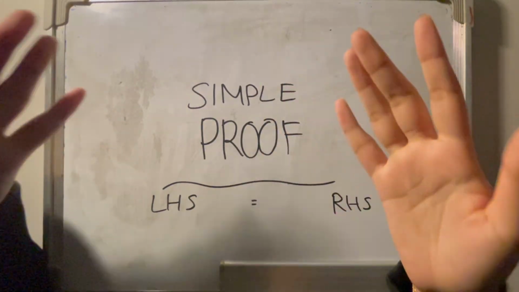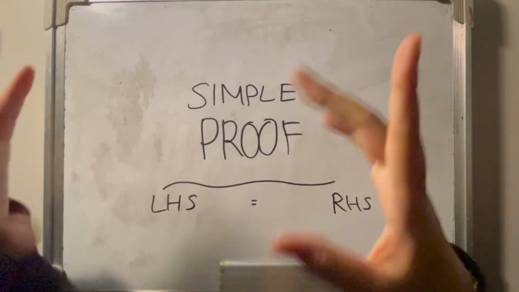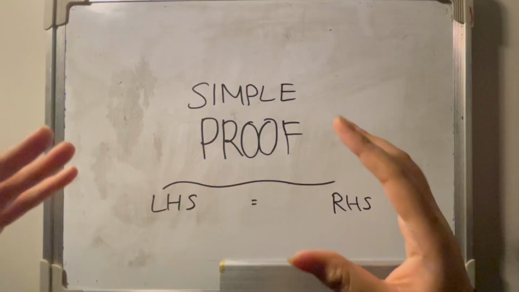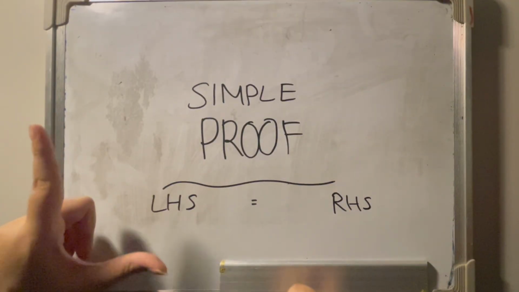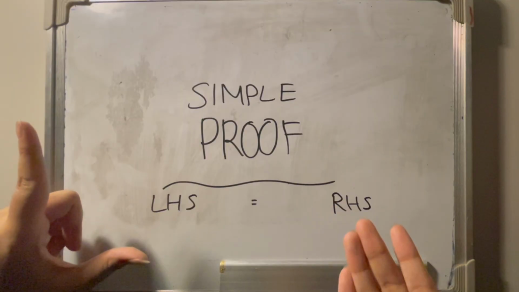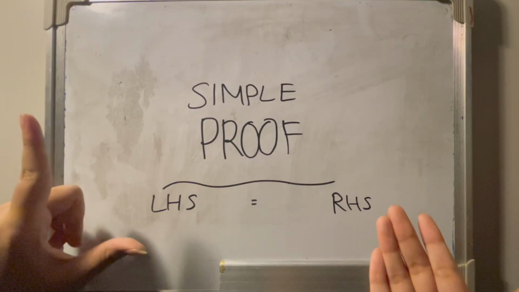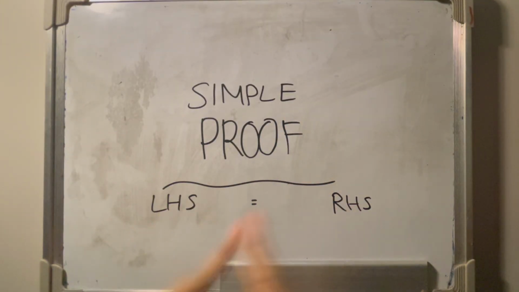Let's talk about simple proof. A proof isn't just a solution. It's actually an argument that uses logic. So you usually start with the left hand side, known as LHS, or the right hand side, also known as RHS, and then manipulate it until it looks exactly like the other side.